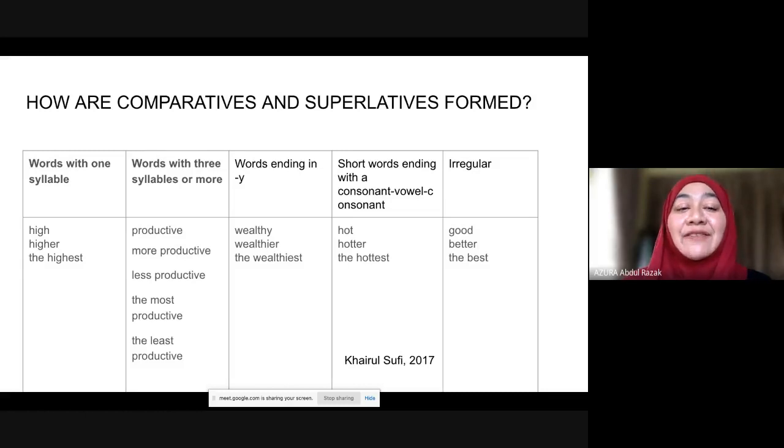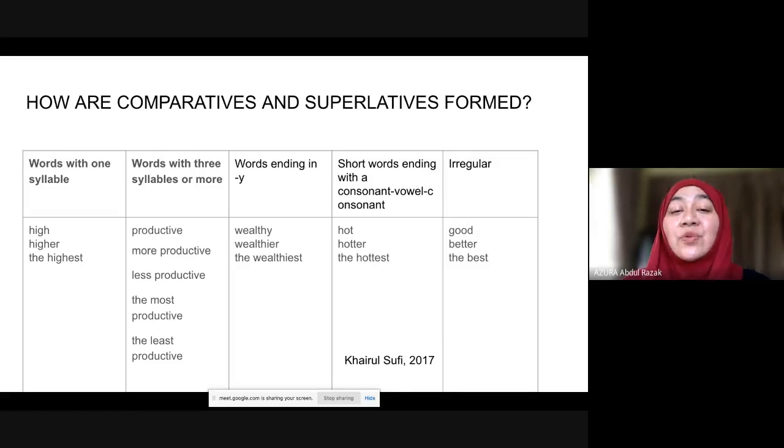Okay, now how are they formed? All right, words with one syllable. It will be high, higher, the highest. But words with 3 syllables or more, it is productive, more productive, less productive. And when it is superlatives, it becomes the most productive and the least productive. So when you have 1 syllable words, you can put the ER and the EST. But if it is 3 syllables or more, you have to put more or less or most and least for it to be a comparative or a superlative.